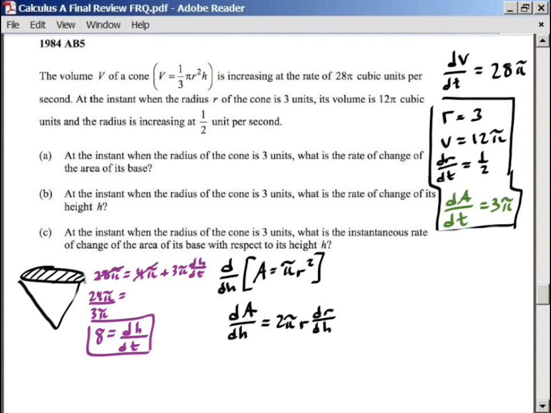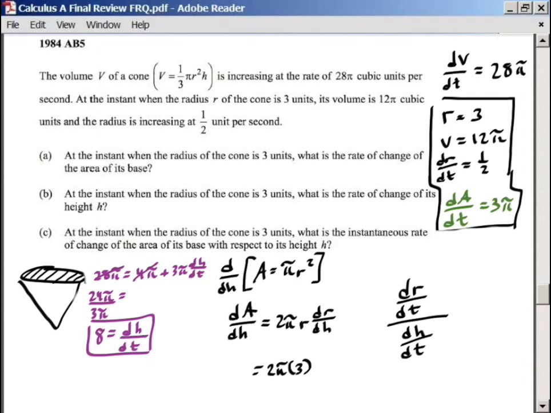So what we need is dA over dH. So we're going to have to find these variables right here. We have the r and the dr over dh. The r is no problem. What is the r? 3. That's just 3. So we have 2 times pi times 3. But what's this? How are we going to find that? That actually is the same as dr over dt divided by dh over dt.